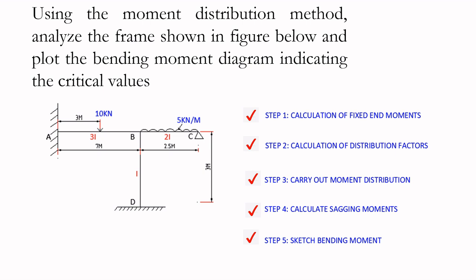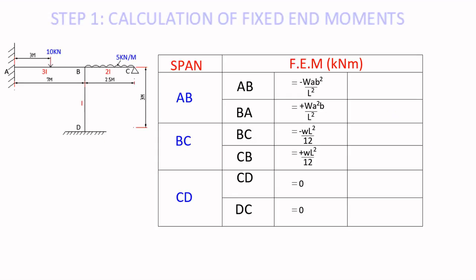Now let's start with step number 1, calculation of fixed end moments. For span AB, we have 2 fixed end moments, that is AB and BA. We are going to adopt a sign convention, that is clockwise moments are positive and anti-clockwise moments are negative. So I'm assuming at A there's an anti-clockwise fixing moment, and that's why we have negative. For AB we have negative W a b squared divided by L squared. That is the formula if you have a point load.